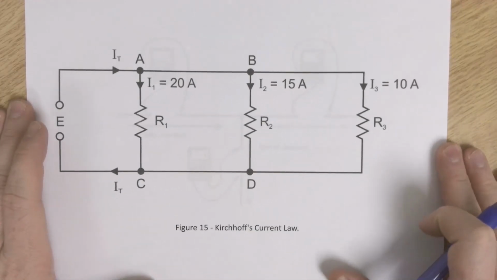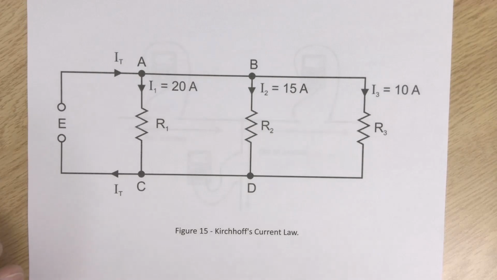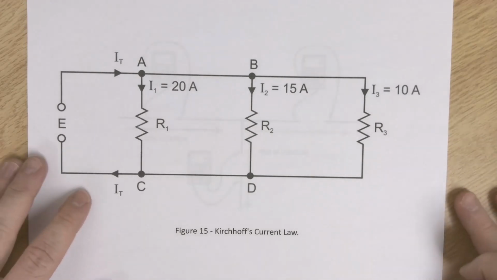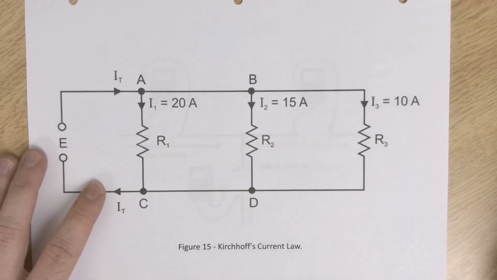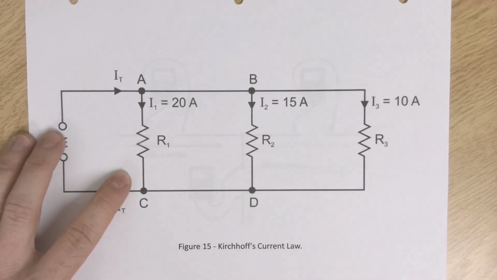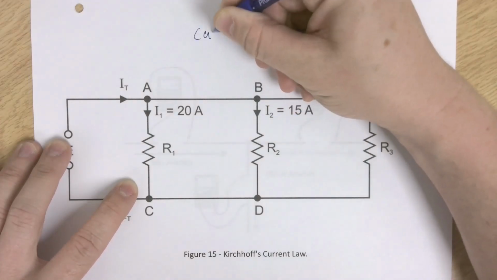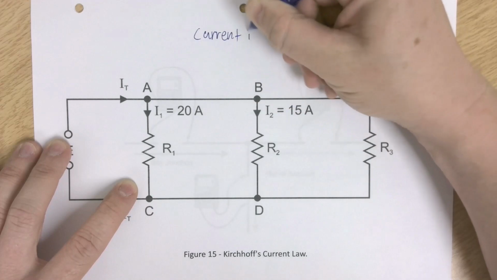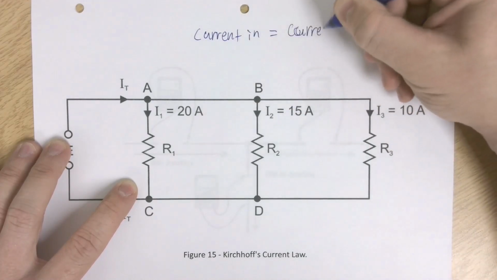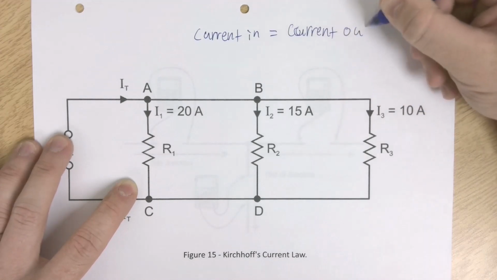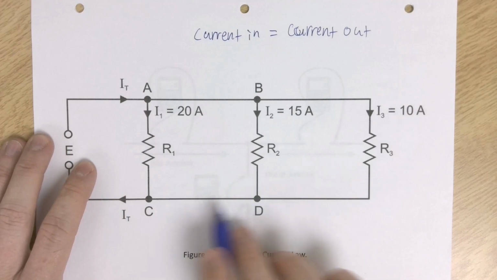So now we're going to talk about our old friend, or kind of a new friend if you're just starting the course, Kirchhoff, who has something to say about current. His current law is, in layman's terms, or at least in my terms, current in is going to equal current out relative to what point you're looking at.